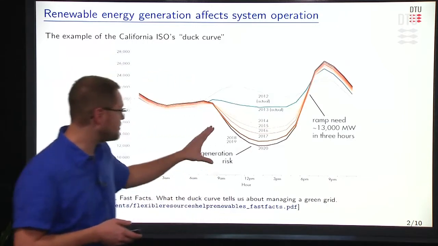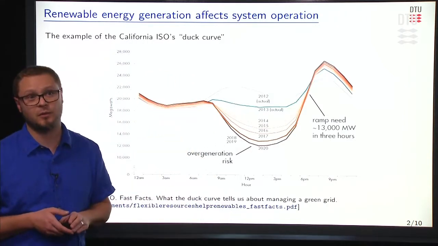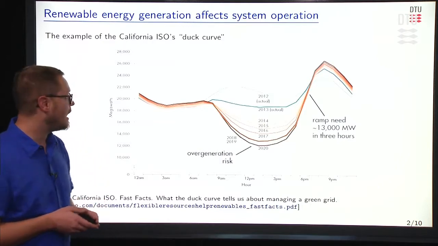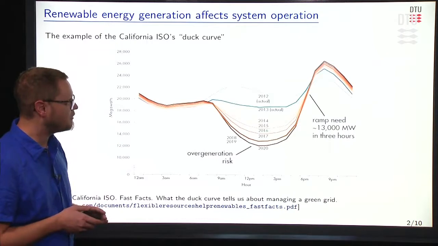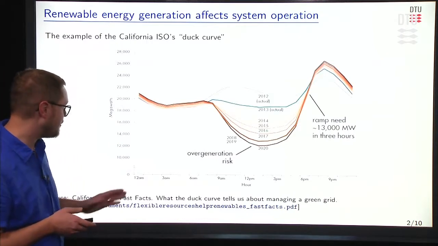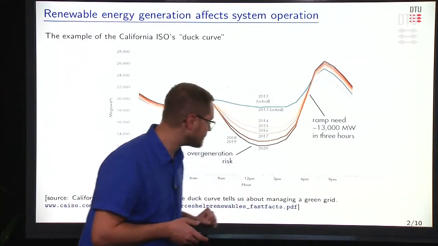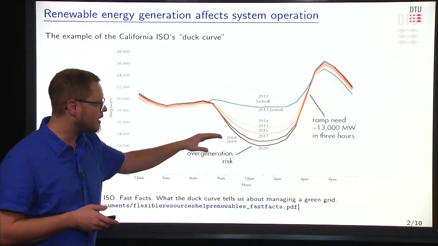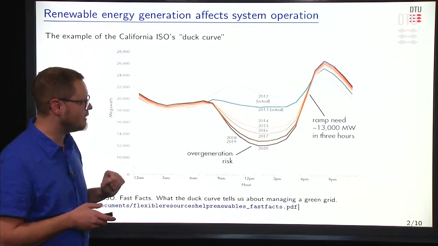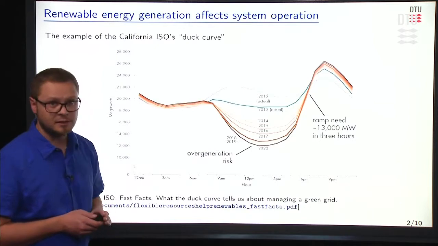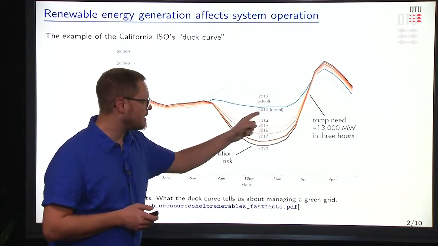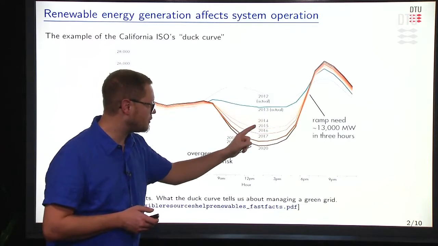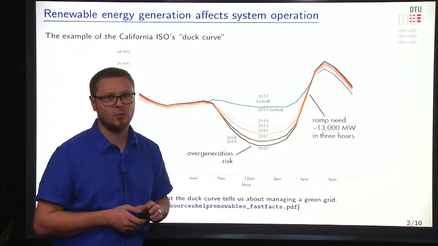The duck curve is represented here on this graph, which comes from the California ISO, and this graph is for the total load of the California power system as a function of the time of the day. And then these various curves are total load evolution for different years. The reference here is 2012. Then there's 2013, 2014, etc., till 2020.